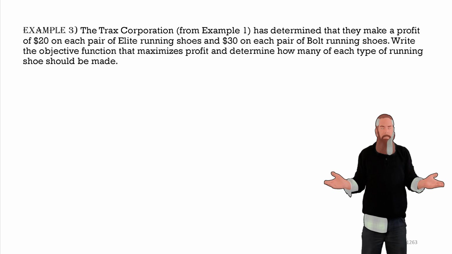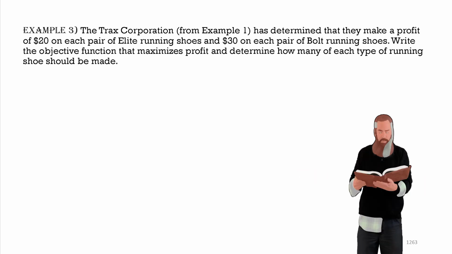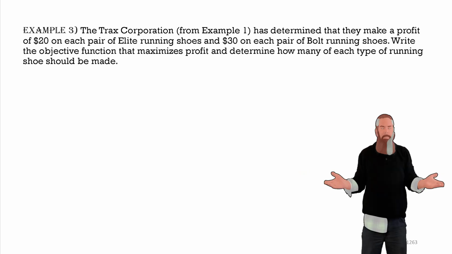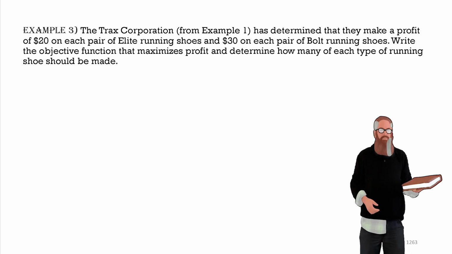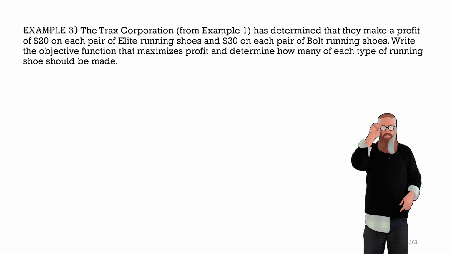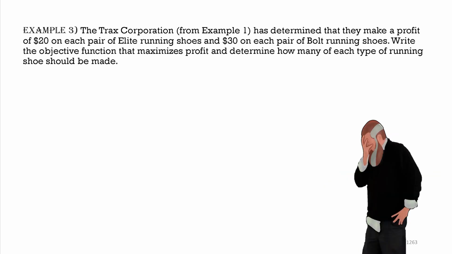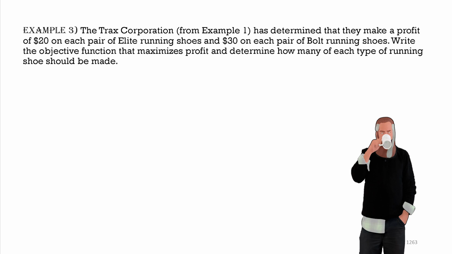The Trax Corporation from example 1 has determined that they make a profit of $20 on each pair of elite running shoes and $30 on each pair of bolt running shoes. Write an objective function that maximizes profit and determines how many of each type of running shoes should be made. As in the previous 2 examples, x represents the number of elite pairs and y represents the number of bolt pairs made. The profit objective function can be written as P = 20x + 30y.